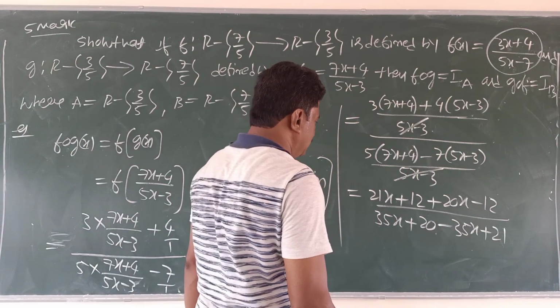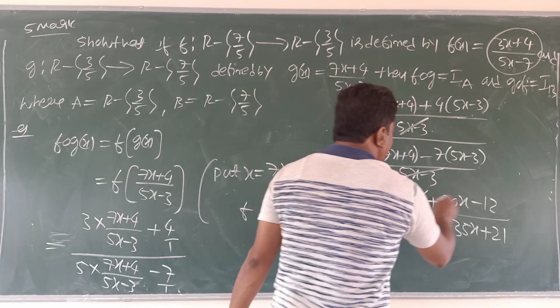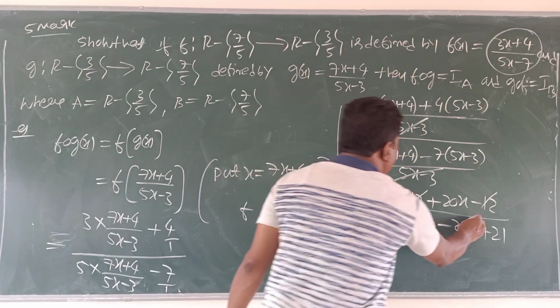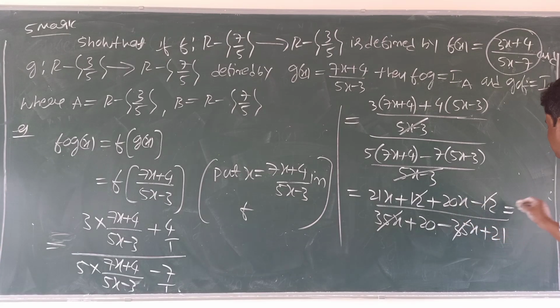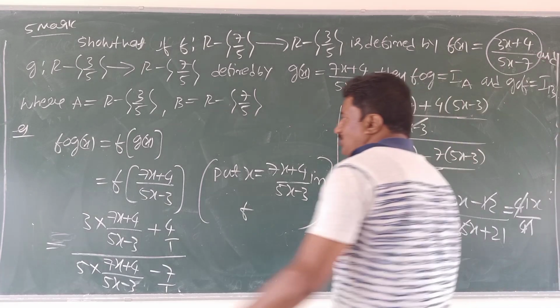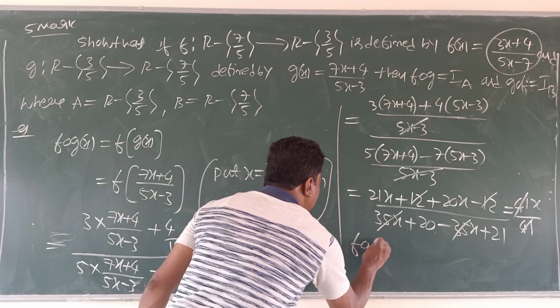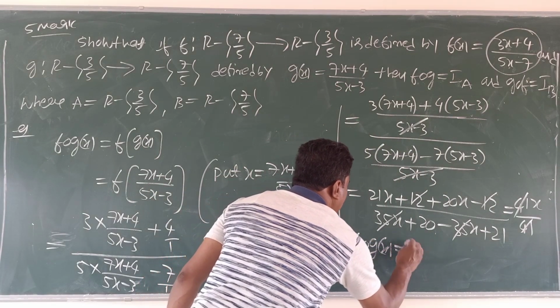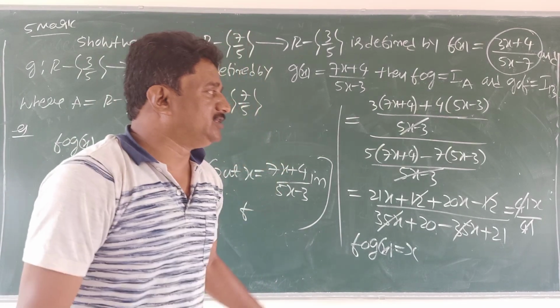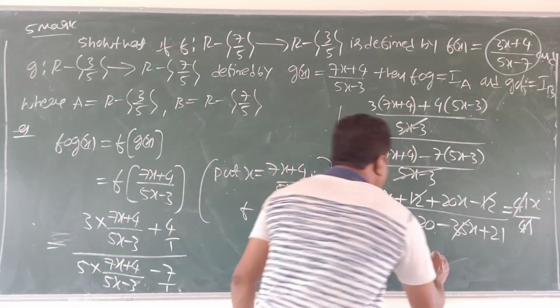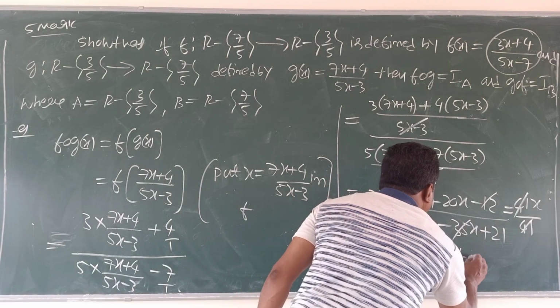Look at this, students. Plus 12 minus 12 gets cancelled. 21x plus 20x is 41x, by 20 plus 21 is 41, 41 gets cancelled. I am getting x. Therefore, fog(x) is equal to x. Fog(x) equals x means fog is the identity function.